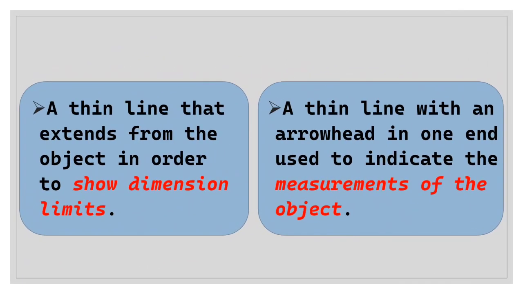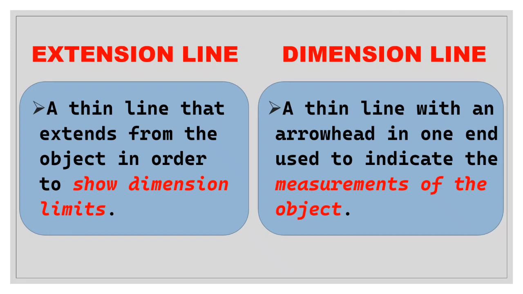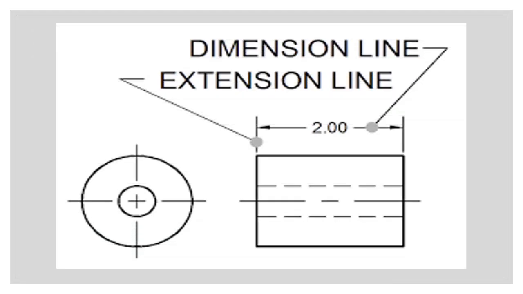Next on our list are the extension line and the dimension line. The extension line is a thin line that extends from the object in order to show dimension limits, while on the other hand, dimension line is a thin line with an arrowhead in one end used to indicate the measurements of the object. Now, these dimension line and extension lines are partners in every drawing. One will be useless in the absence of the other.